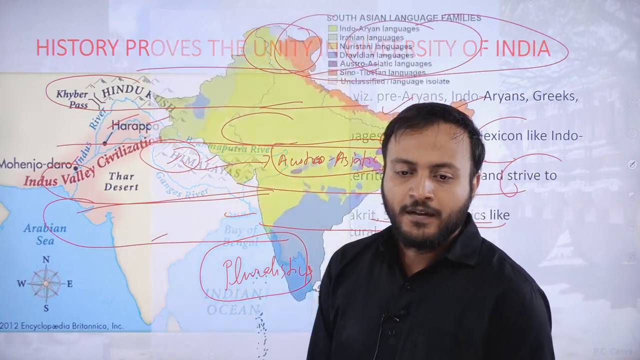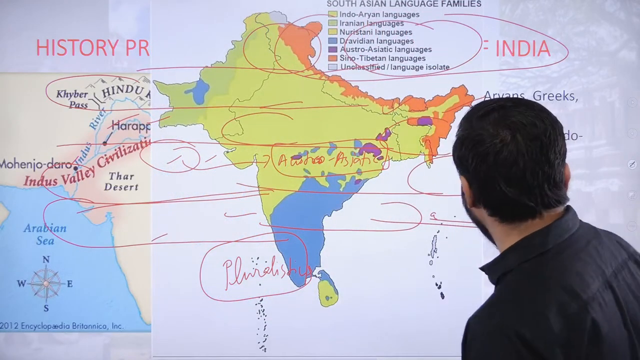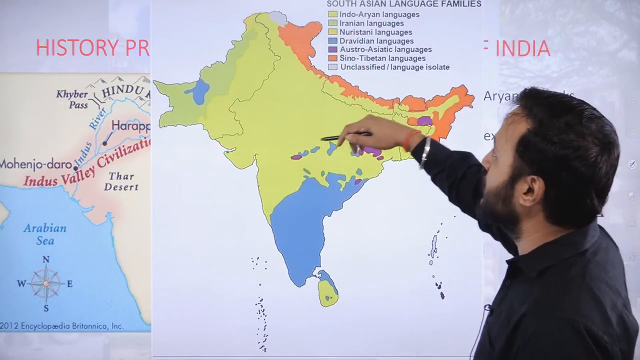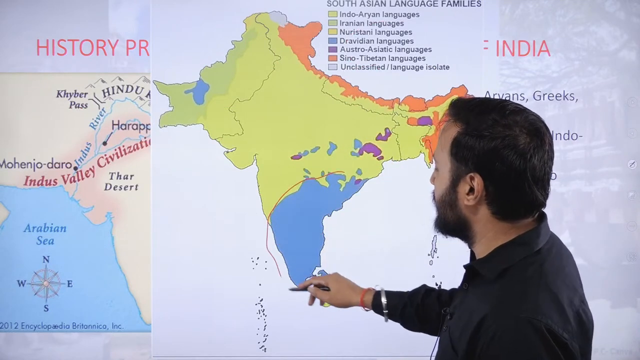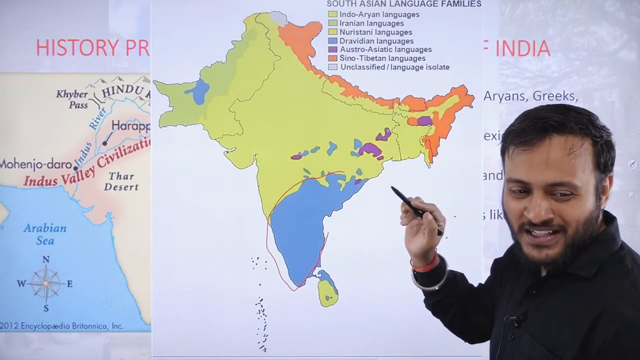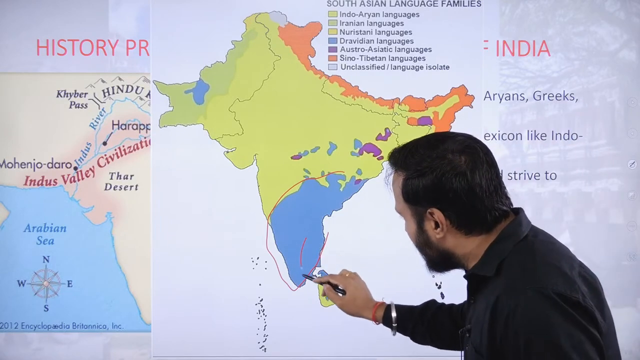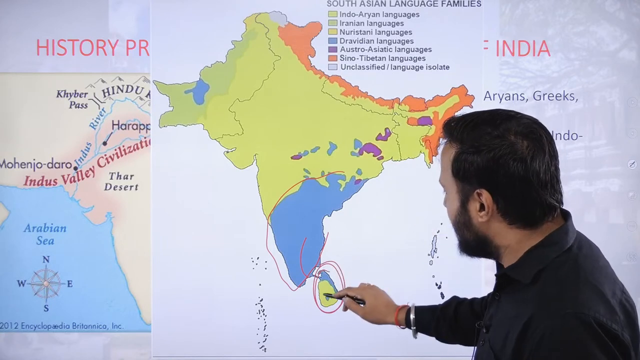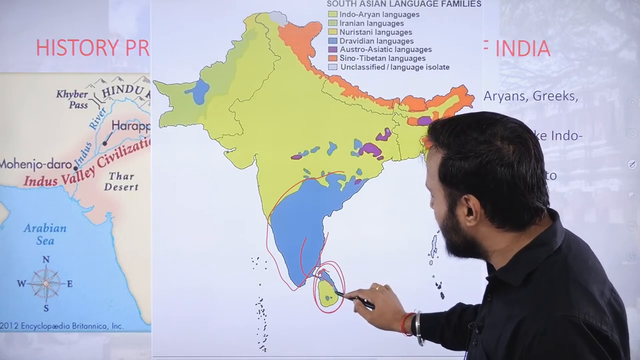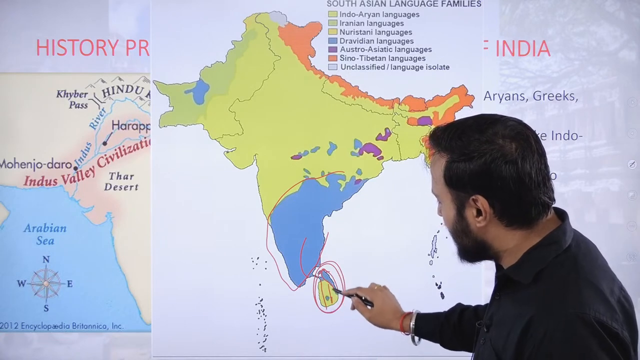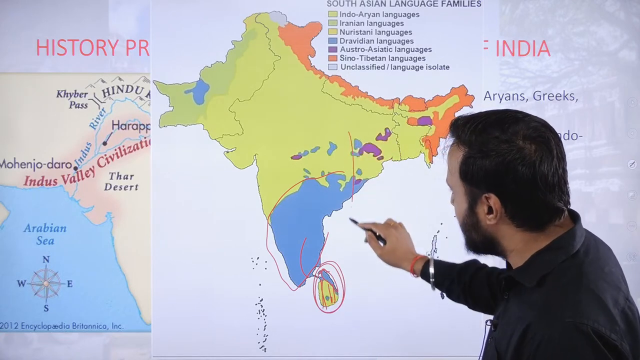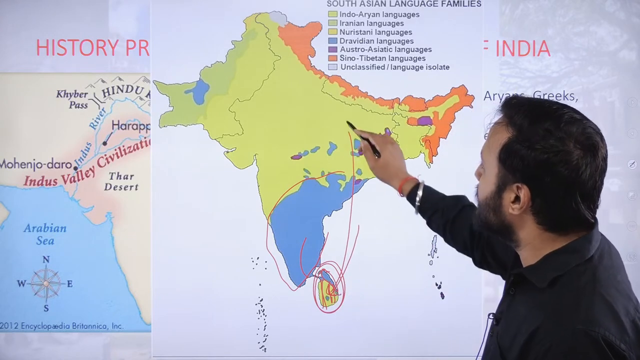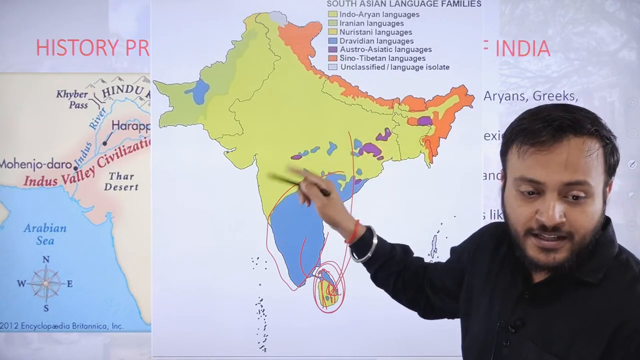Got it, everybody? Now, these are the maps which tell you the linguistic differences or the linguistic distribution of the country. You can see here, these are the Dravidian group of languages. But the ironical situation is that in the Sri Lankan islands, Dravidian languages are present in the northern area, and in the southern part of Sri Lanka, which is very, very far away from the Dravidian groups, there is the presence of Sinhali language, which belongs to the Indo-Aryan group. What does it indicate?